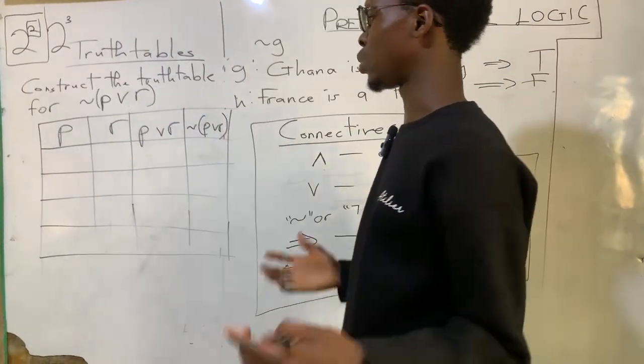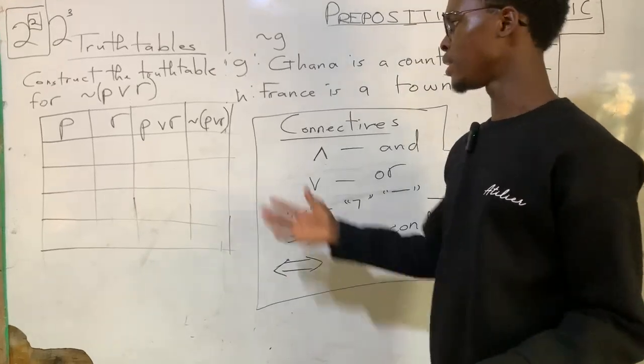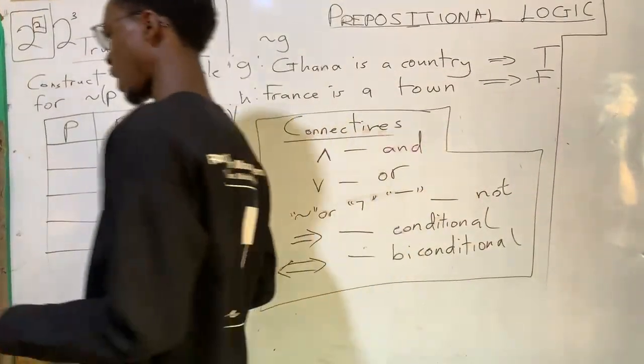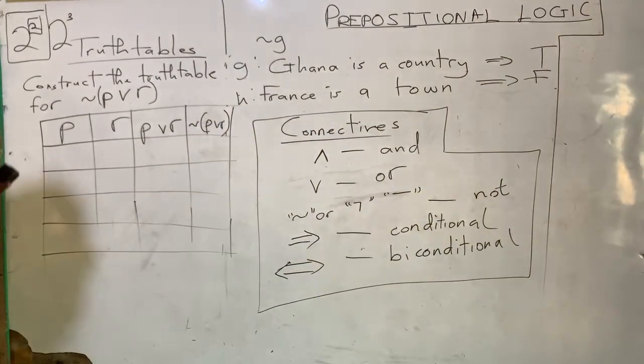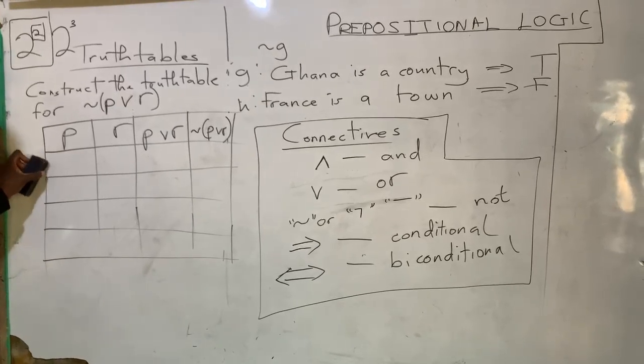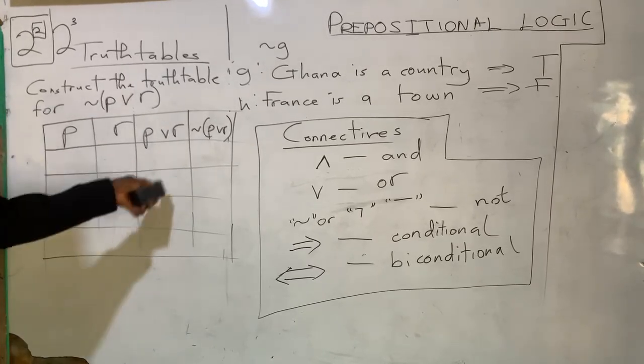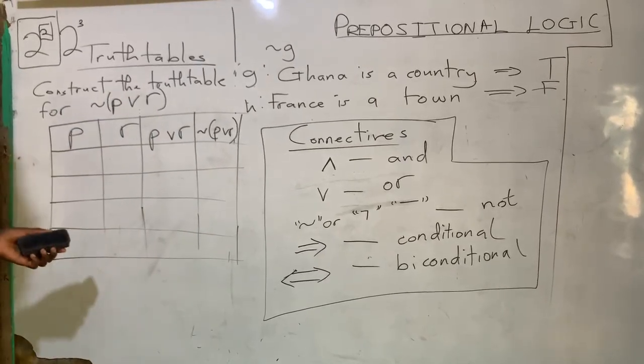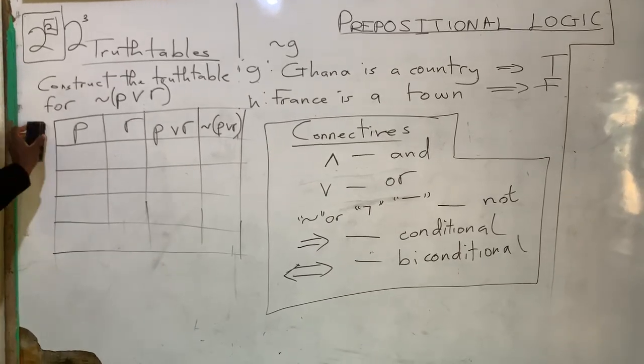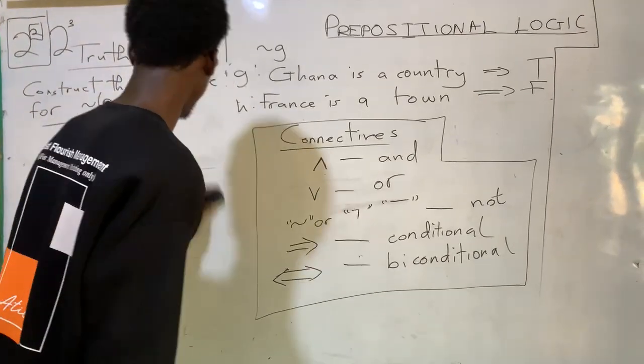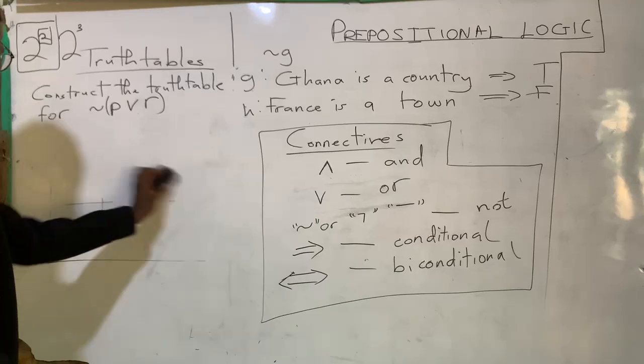But how do you actually construct it? Here you see it's already constructed. So how did I do it? Is it just something random, or do I just select the number of rows or the number of columns I would love to use and just do it, or what? No, that is not how it works. Let me clean everything and start it all over again.